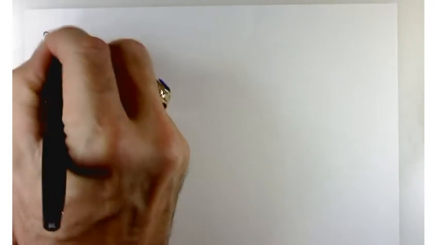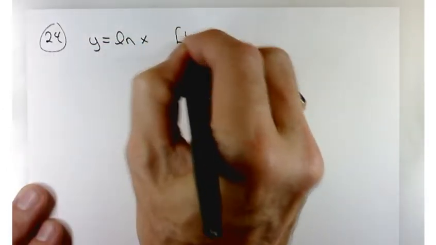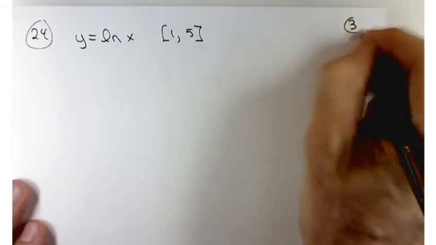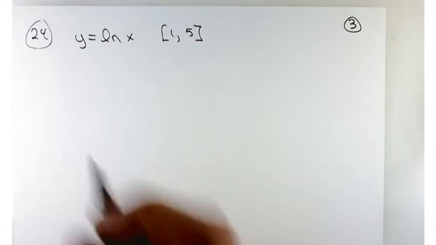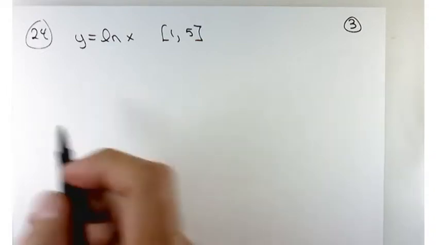Problem 24. y equals ln of x on the interval 1 to 5. Again, you're asked to find the arc length. What's going to be a little different this time is that we'll do this with fn int after we get it set up. But you help me with the setup.